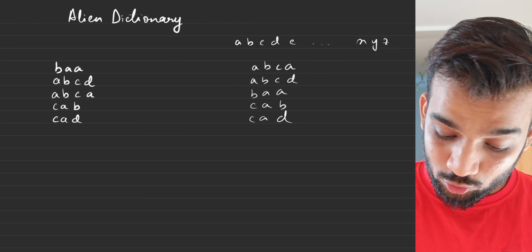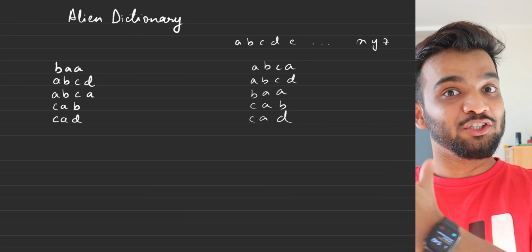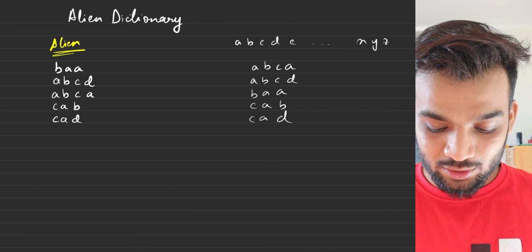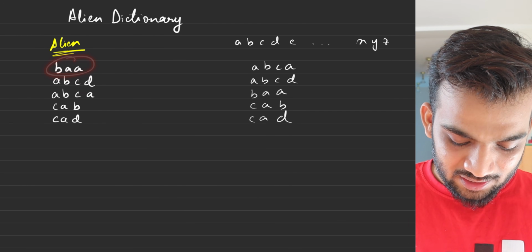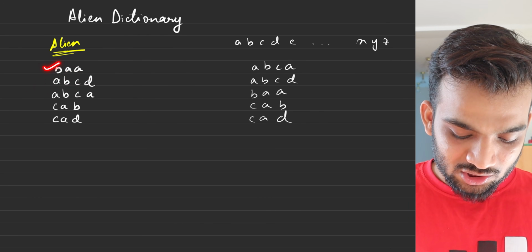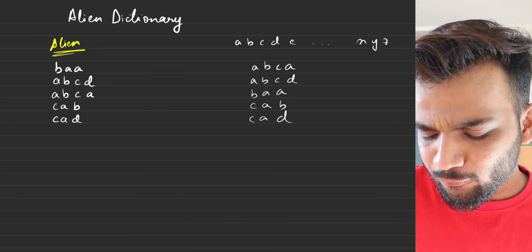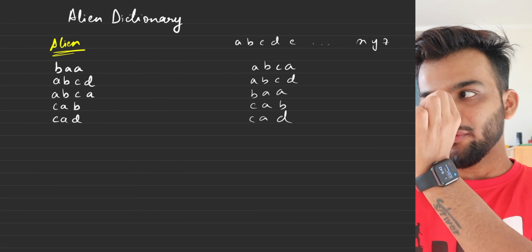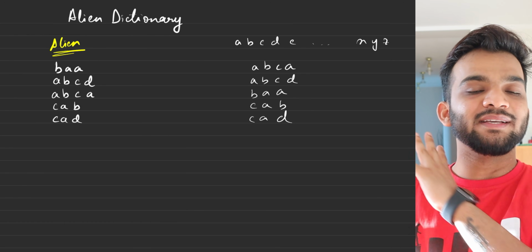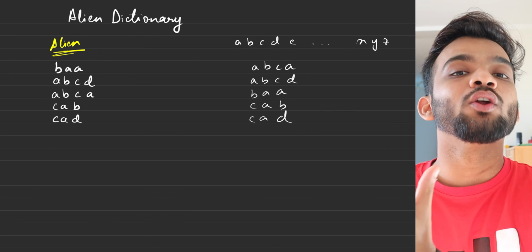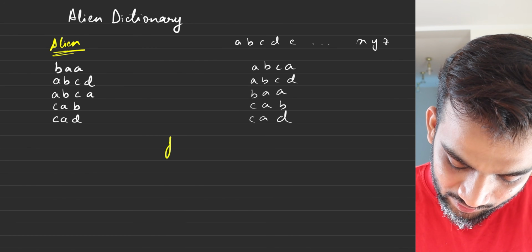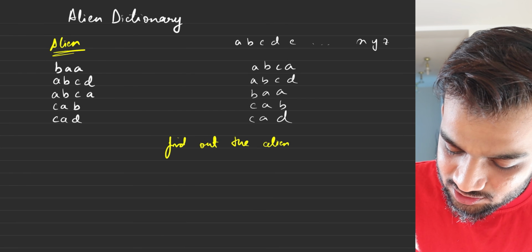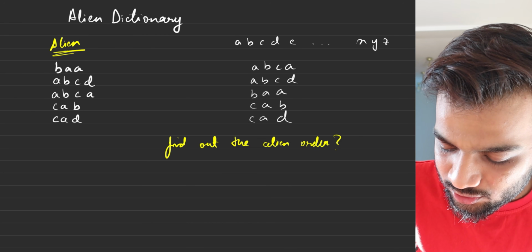But over here, we are not talking about any normal dictionary. It's a dictionary of aliens, right? So it's an alien dictionary. In the alien dictionary, we are saying BAA appears before ABCD. So we do not follow the standard alphabetical order of A, B, C, D, dot, dot, dot, X, Y, Z. We have to make our alien order. So the question states, find out the alien order. Yes, the question is very simple. Find out the alien order.